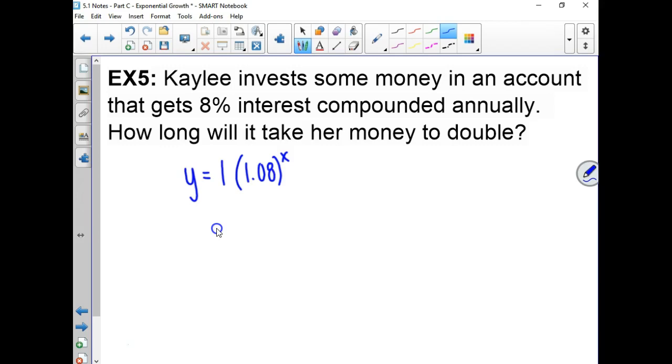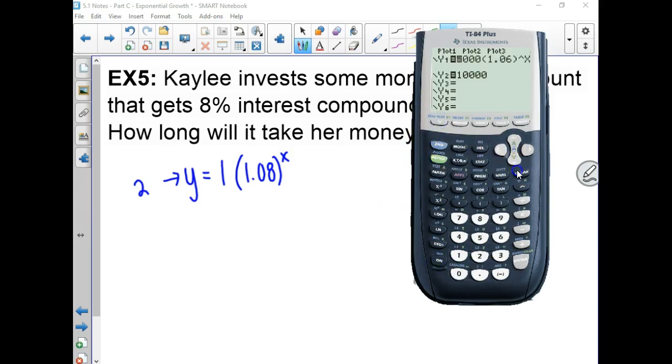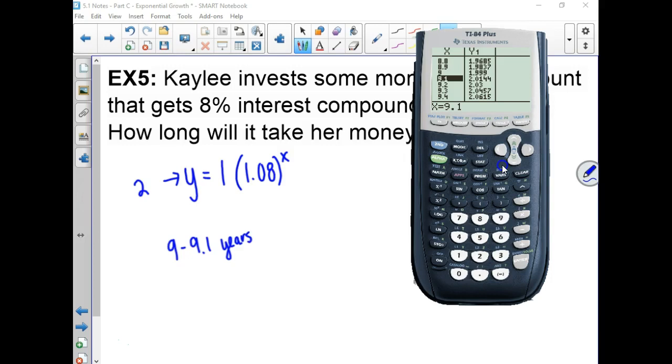So if Kaylee starts with $1, then that means that when she has $2, her money has doubled. So if we go to our calculator, and we have 1 times 1.08 to the x power. And let's just use our table on this one. We got second table, and we want to see where she has $2. So if we go back, here we can see that it is between 9 and 9.1. So 9 to 9.1 years. We see that her money has doubled.